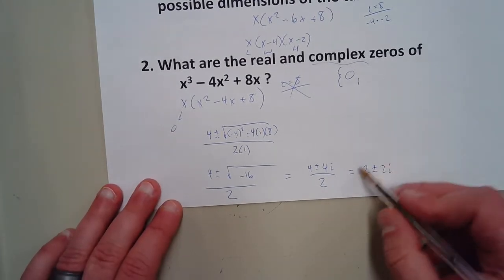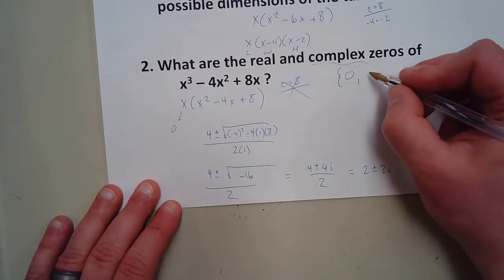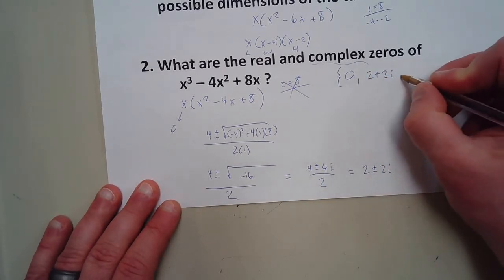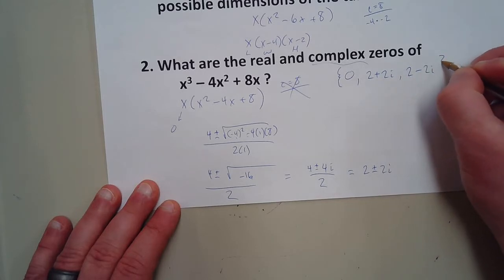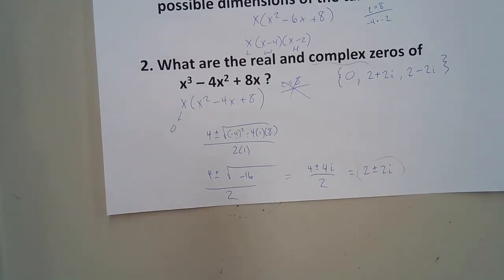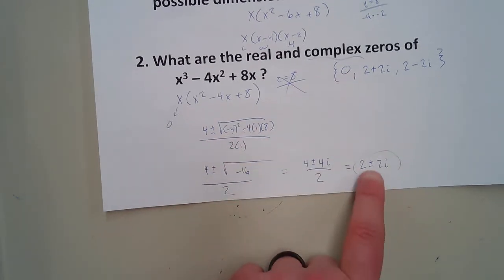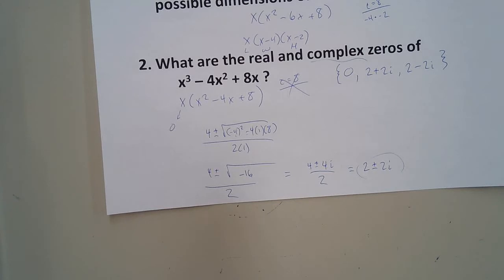So you can write this as your other 2 solutions, or if you want to write them as 2 separate values, you can do that too. You can write it as 2 plus 2i and 2 minus 2i. But if you want to write it like this too, they both would be acceptable. It's basically indicating that you understand there are 3 solutions: 0, and then these 2 imaginary solutions.